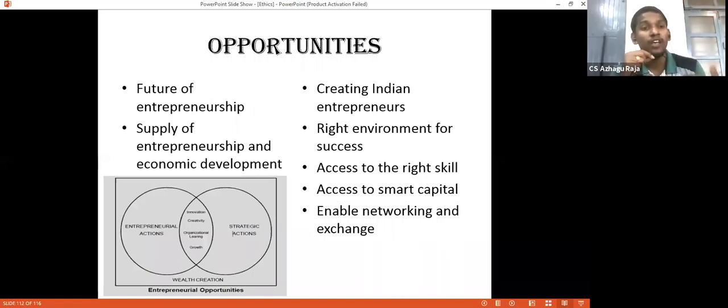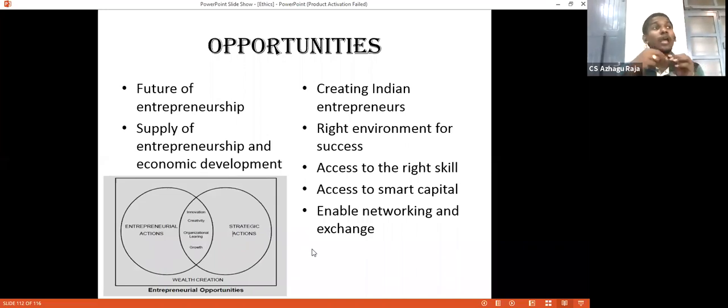What happens is the production starts. When production starts, the GDP increases, the cost of production comes down, and then you can export our materials, our products abroad, and then we get strengthened by foreign currency, foreign reserve, and the economy overall develops. So you can see from the chart given in your book, entrepreneurial action and strategic action are a combination. It brings innovation, creativity, organizational learning, and growth, and together is called wealth creation, not only for your own business, your own industry, your own market, but throughout the country.